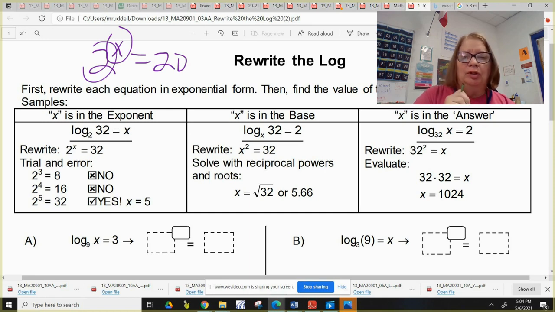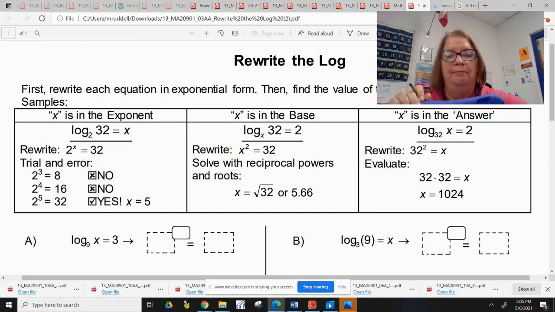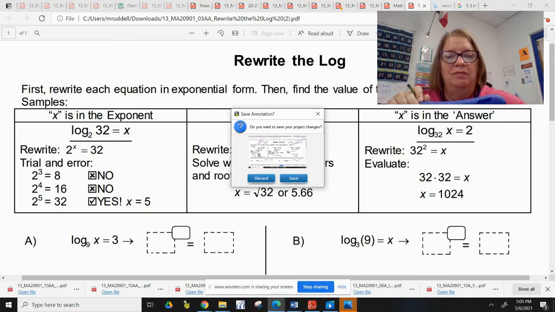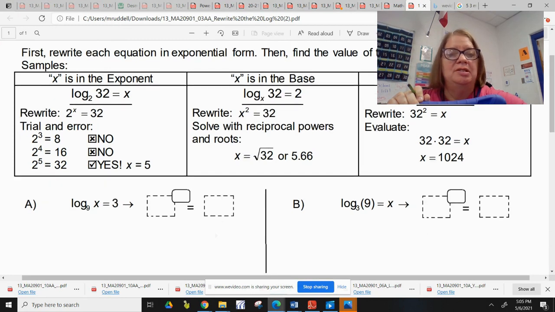Right now with this video, we're just rewriting from log to exponent or from exponent to log. I think these are all log to exponent. We're just rewriting. And then in the next couple of days, we'll learn how to use that to solve, okay? So here we go. I'm going to give you a couple of these examples. They're really pretty easy.